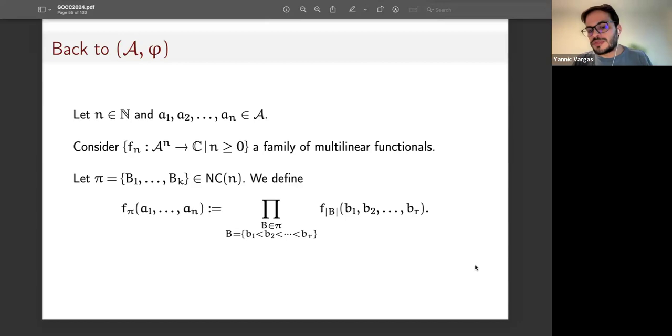So what I'm going to show you now are some formulas in the free, Boolean, and monotone cases for which we can relate moments to cumulants in that setting. In order to do that, let me introduce the following notation. As soon as we have a family of multilinear functionals like this, and a non-crossing partition, f_pi evaluated on a_1 to a_n will be, as before at the beginning of my talk, the product of f sub the size of the blocks, now evaluated on the elements of the block.